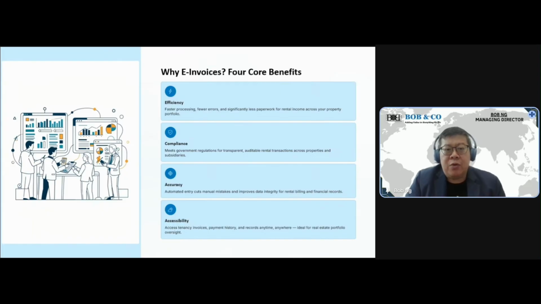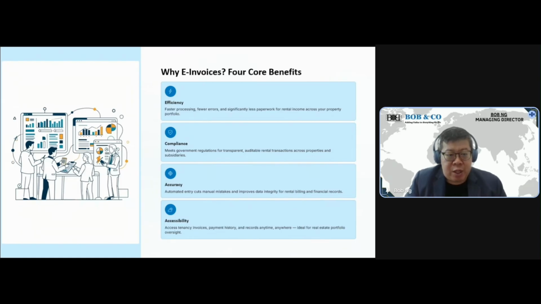First of all, it's increasing the level of efficiency. If you are used to having all the invoices prepared manually, for example, now everything goes digitally. You are processing it a lot faster, with fewer human errors, and much less paperwork in order to receive your rental income at the end of the day. And of course, this being a compliance requirement from the government, it also opens up transparency, with every set of data available for the government to do an audit if and whenever it's required.